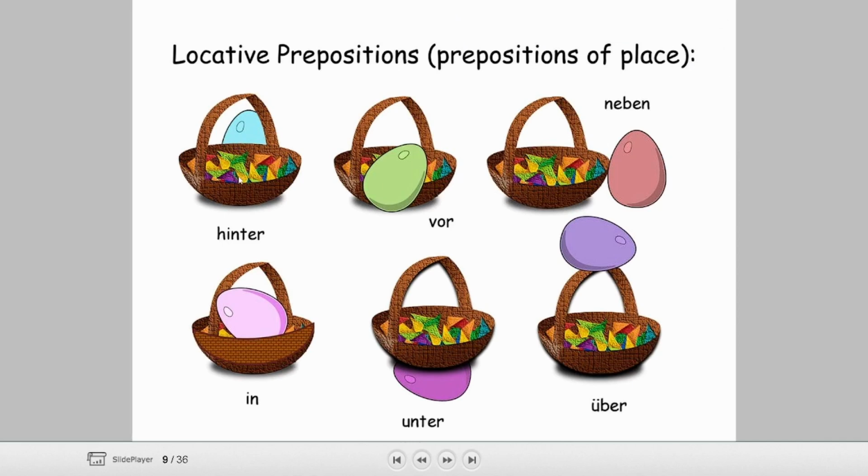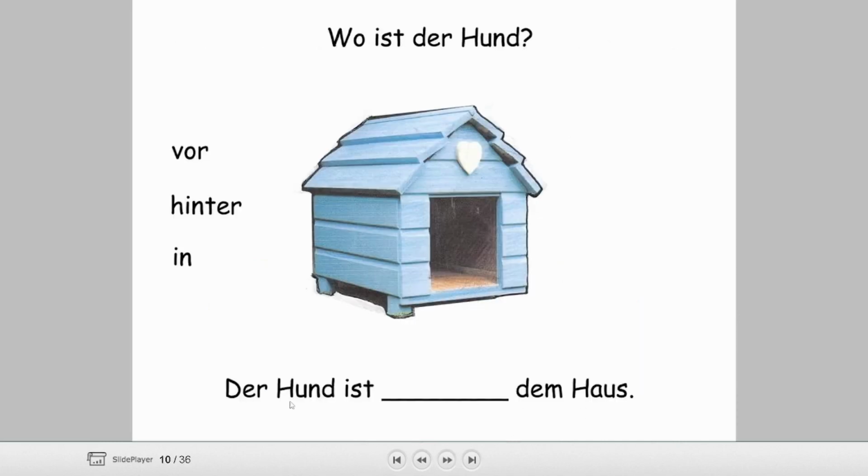See, the egg is behind the basket. So hinter means behind. Vor means in front of. Neben means next to. The egg is lying next to the basket. Here in means inside. Unter means under the basket. The egg is under the basket. Über means on top of the basket. We will see various prepositions.